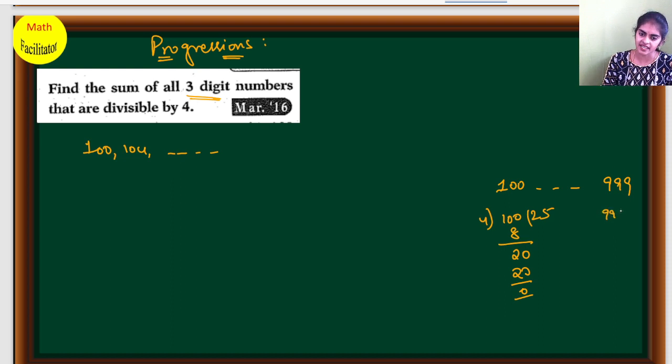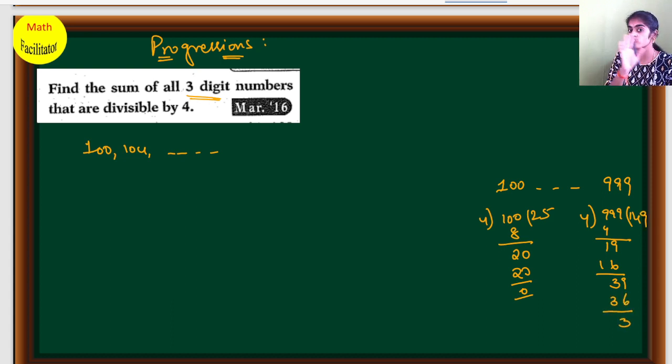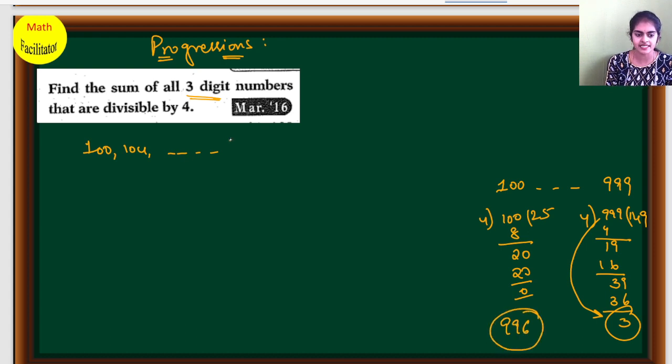Just divide 999 by 4. 4 ones are 4, you have 19. 4 fours are 16, you have 39. 4 nines are 36, you have 3. So this 999 is not divisible by 4. The remainder is 3. But if you subtract 3 from 999, how much do you get? 996. This 996 is divisible by 4.